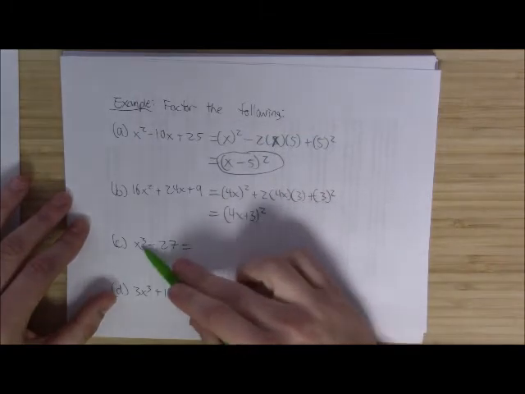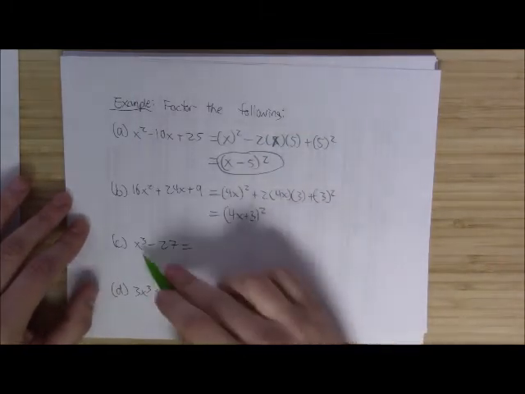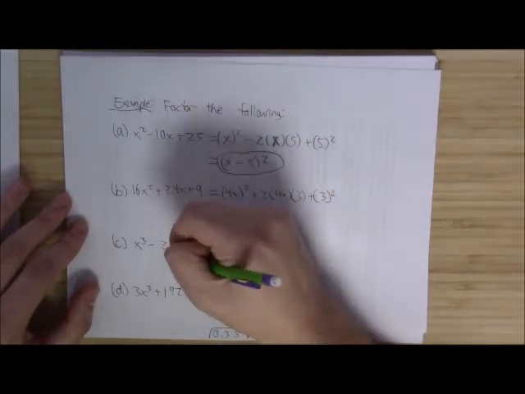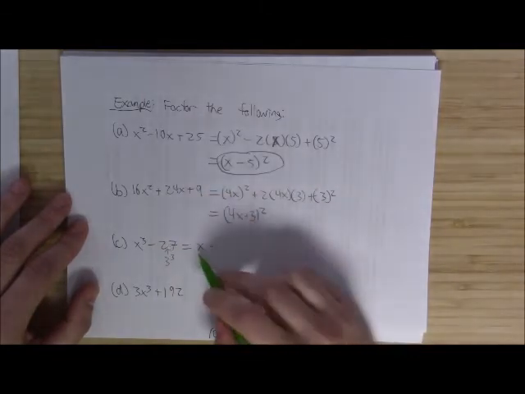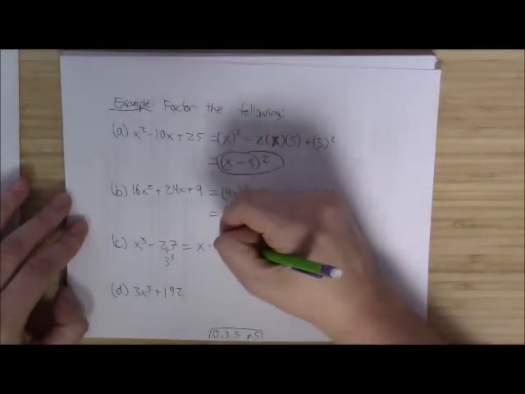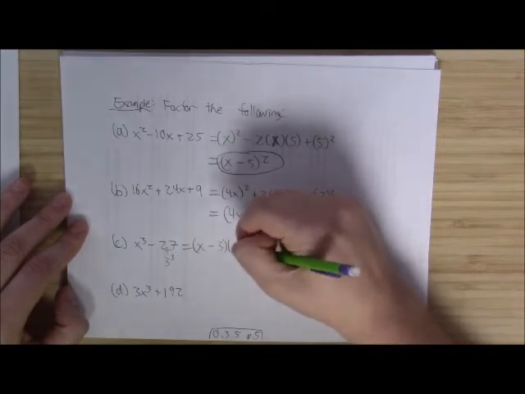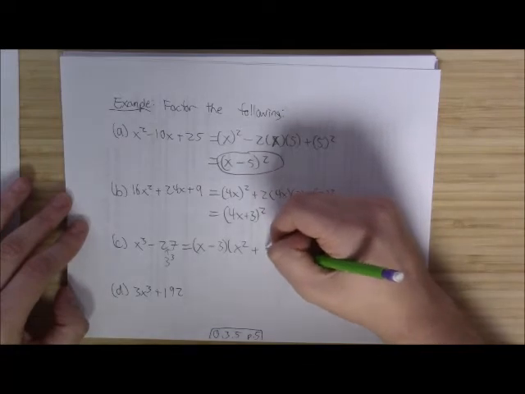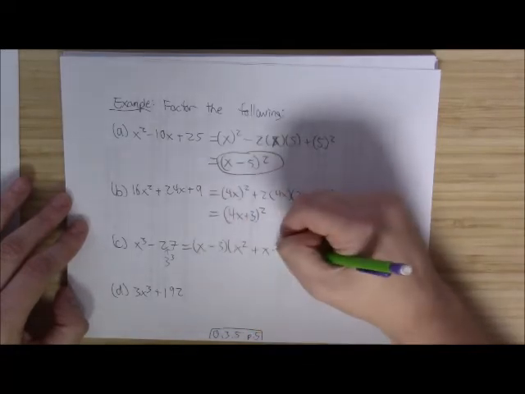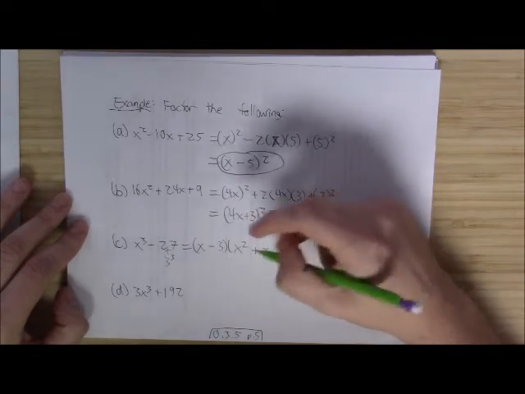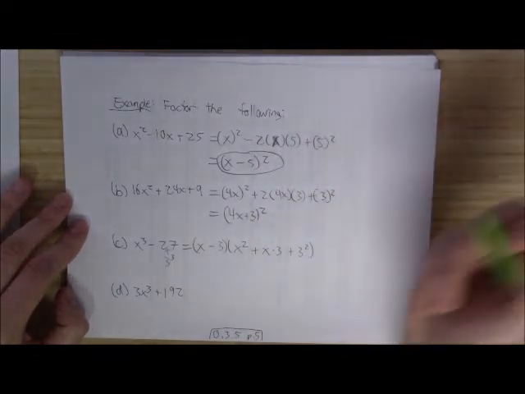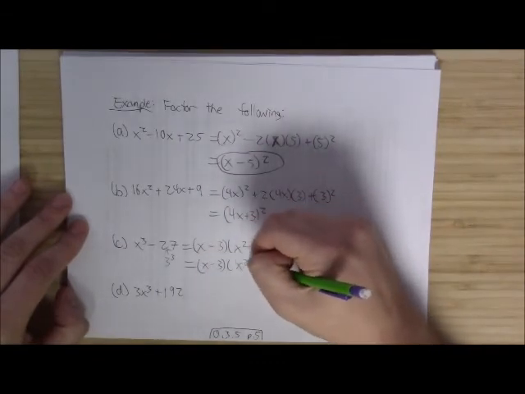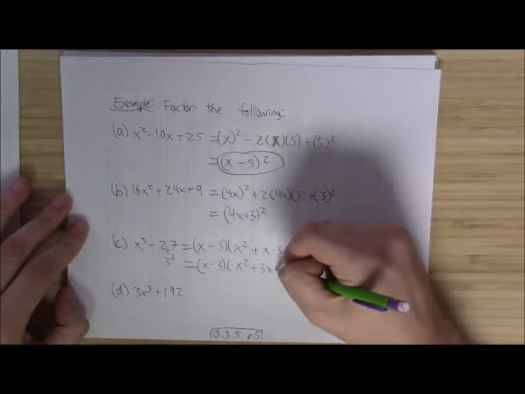Finally, using the formulas for difference of cubes, we can factor this. Recognizing this is actually 3 cubed, what we get is x minus 3 times x squared plus x times 3 plus 3 squared. But we go ahead and simplify the second term just a little bit, and we have x squared plus 3x plus 9.